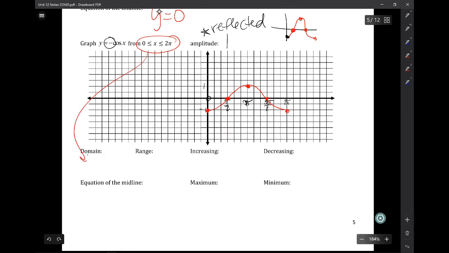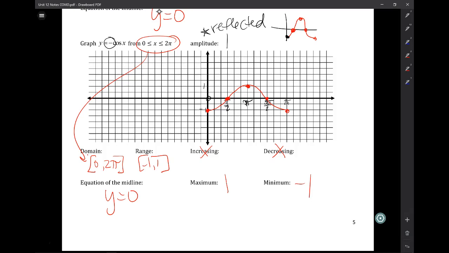Domain would be 0 to 2 pi. Our range is bottom to top. Same, you guys can figure those out. Our midline, our maximum, our minimum. So remember, maximum is just the highest point that the curve goes, and minimum is just our lowest point. So that should be enough for you guys to be able to complete our homework for tonight.